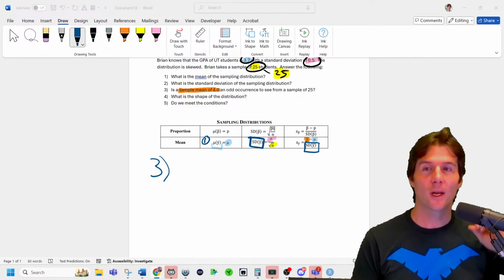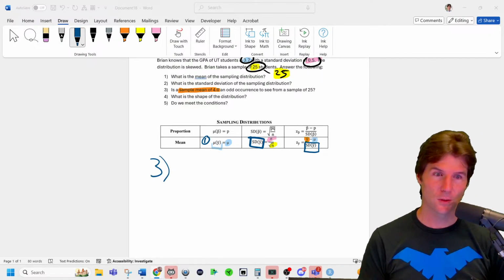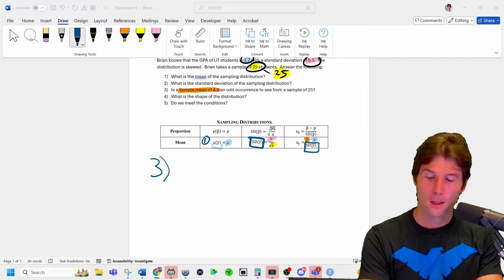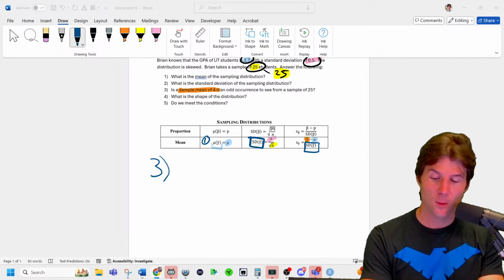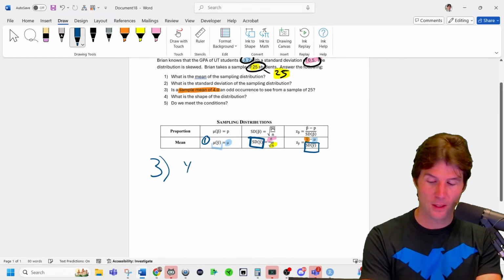And people are correct with the more than 3 standard deviations. So let's take a look at that. So question 3 says, is a sample mean of 4.0 odd? Well, that means sample mean of 4.0. Now, if you look, we have this equation right here.